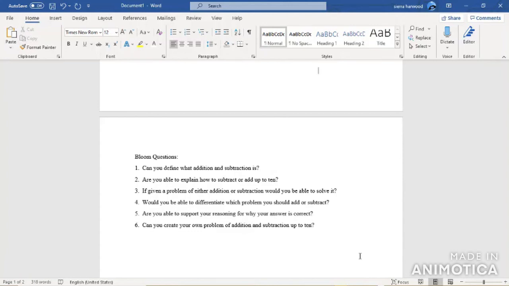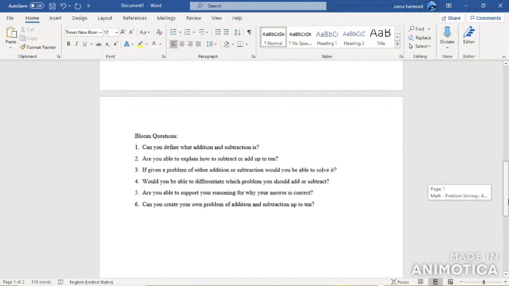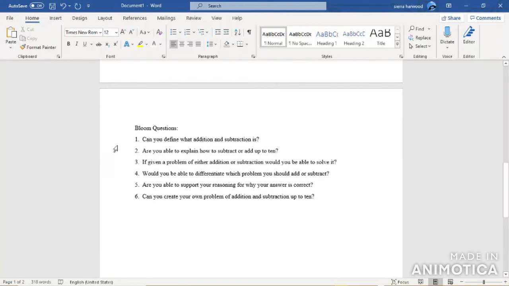After you finish doing that, you will need to make your own problem or real-life scenario for someone in your group to solve. Once you have finished doing that part of it, I will then evaluate you on your performance and understanding of the activity. So our 6 Bloom questions that you're going to be handed out first will be these 6 Bloom questions that you see right in front of you.